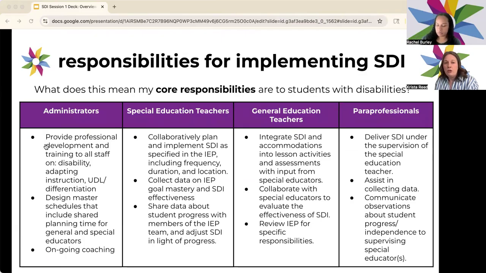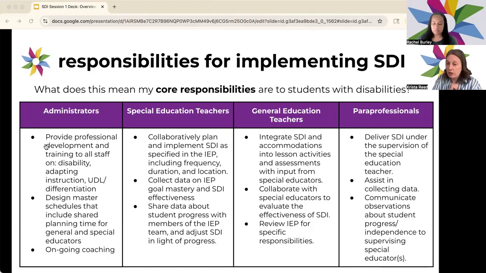We asked folks on the call to take a look at this chart because knowing what SDI is, and then knowing what your role is in providing it, is really important. A common misconception is that SDI is just the special ed teacher's job. Yes, they are the SDI experts, right? The special ed teacher is definitely leading the charge in collaboratively planning for that SDI, and they're mostly responsible for collecting that data and sharing it with other people. But everybody has a role to play.